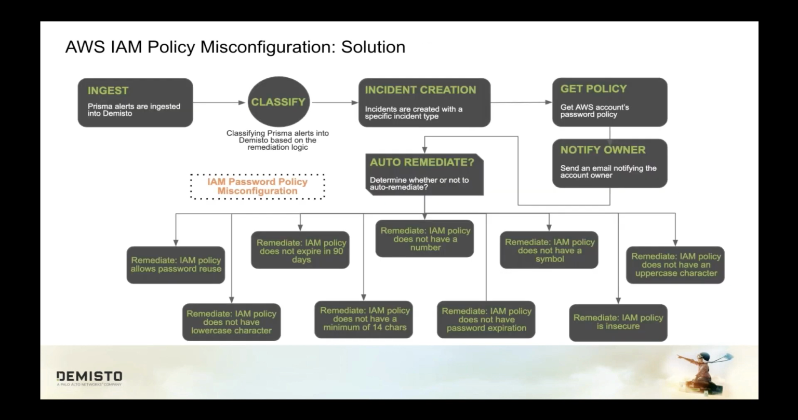And so how we've solved the IAM policy misconfiguration problem using Demisto is, Demisto ingests IAM policy violations into its platform. Then Demisto creates an incident, and using the incident, it gets the password policy and notifies the owner. We have a great option of whether we want to fully automate the remediation or have a semi-automated remediation where someone has to approve it. In this particular case, we look at the automated remediation, and we're able to create a single playbook that's able to remediate multiple policies across Prisma Cloud.